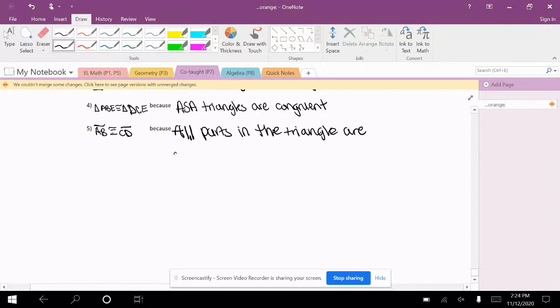All parts in the triangle are congruent because angle, side, angle.